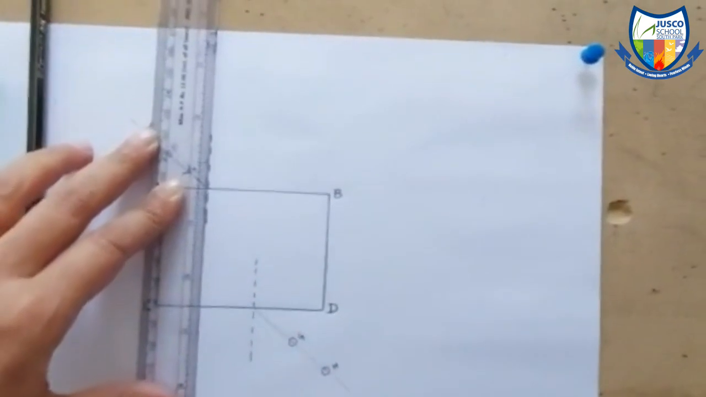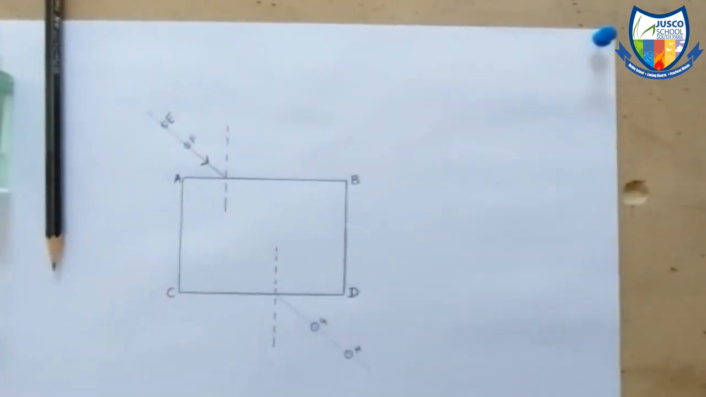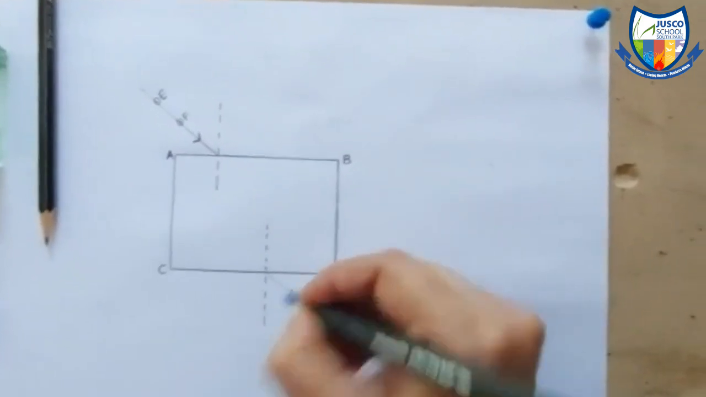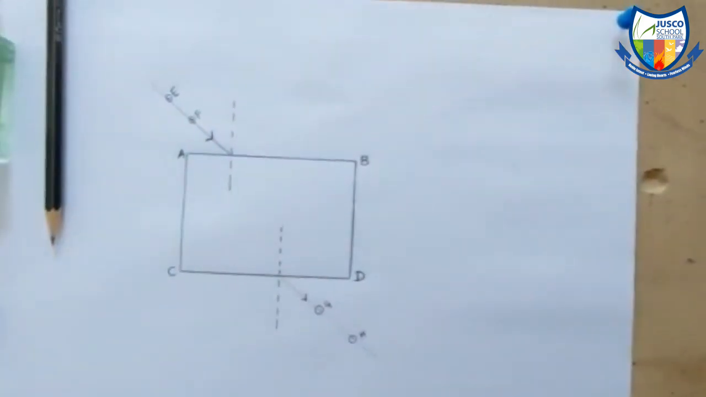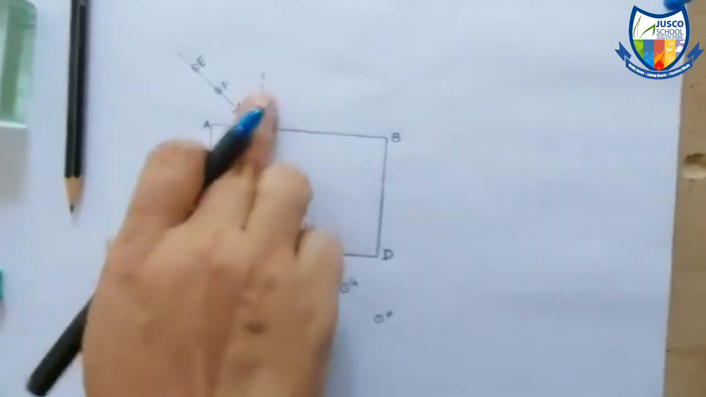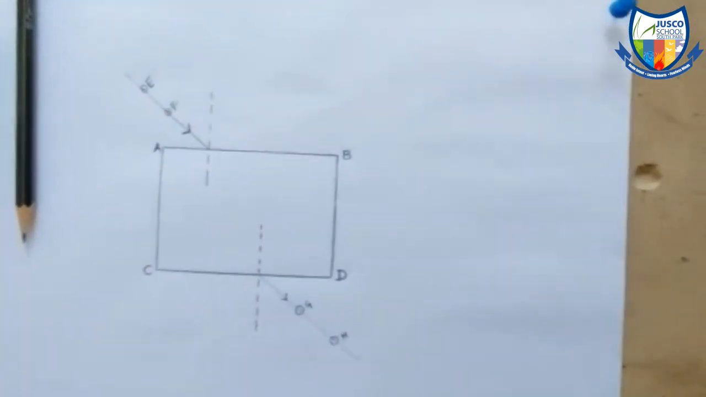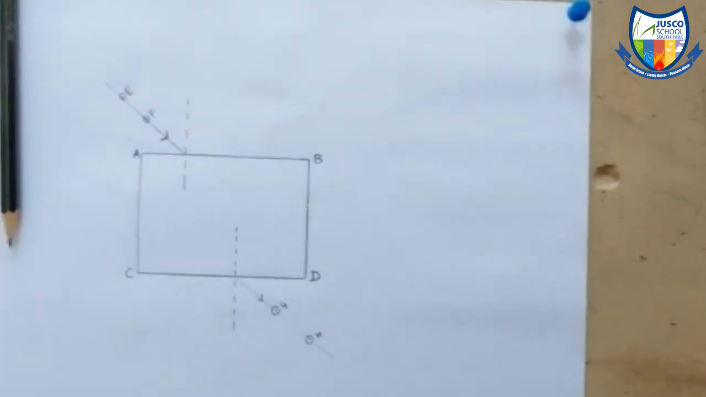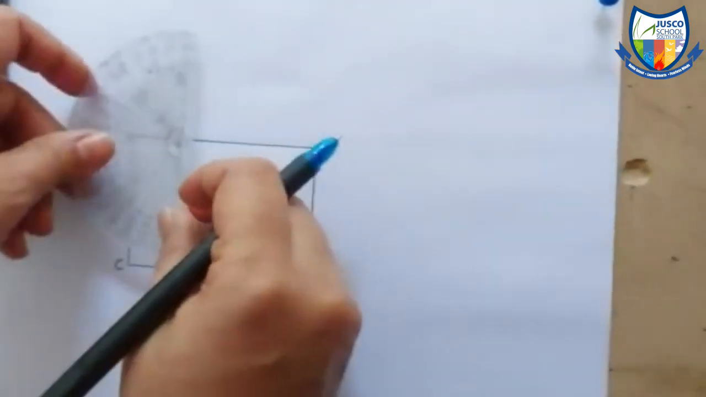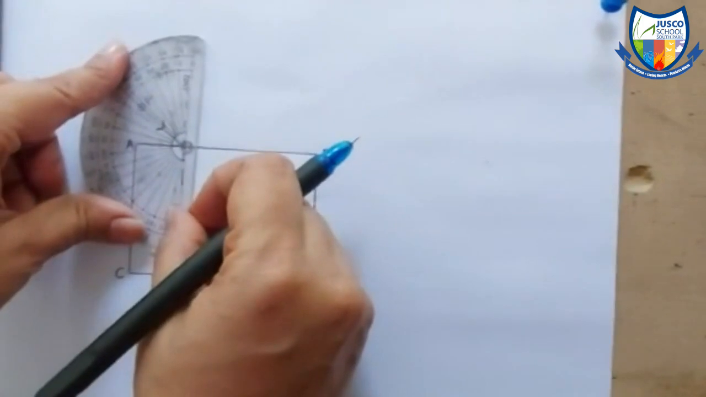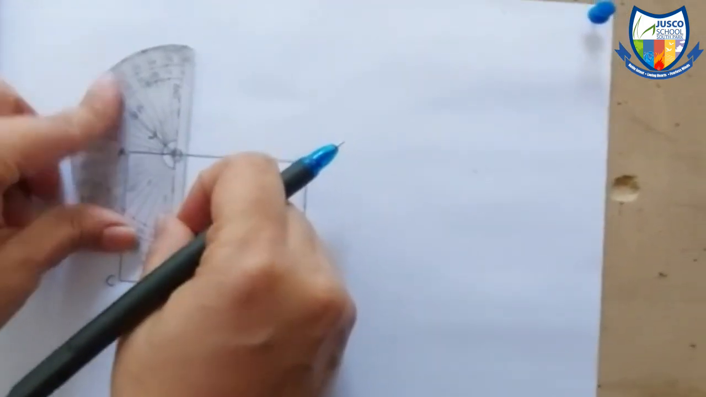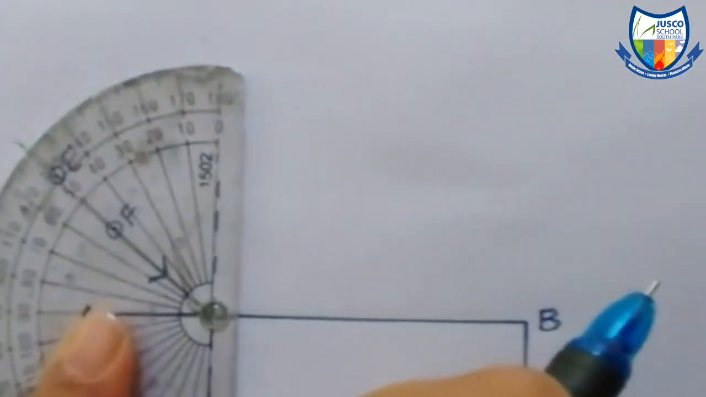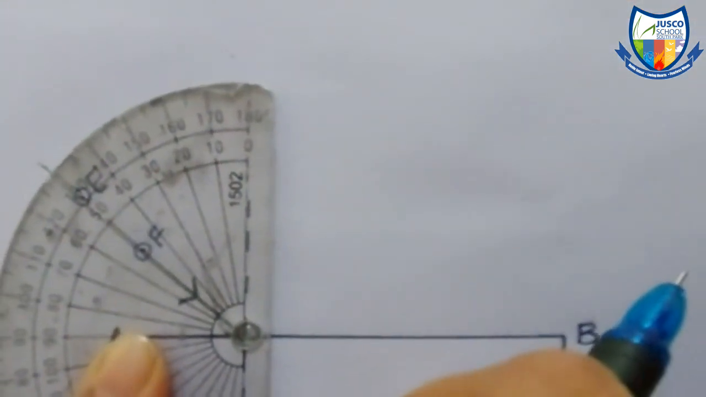Okay, so I've made this normal. So this is my emergent ray. Let me put an arrow over here, and this is my incident ray. These two are the normals. So now let us check the angle. The angle that the incident ray is making here, you can see, is 50 degrees.